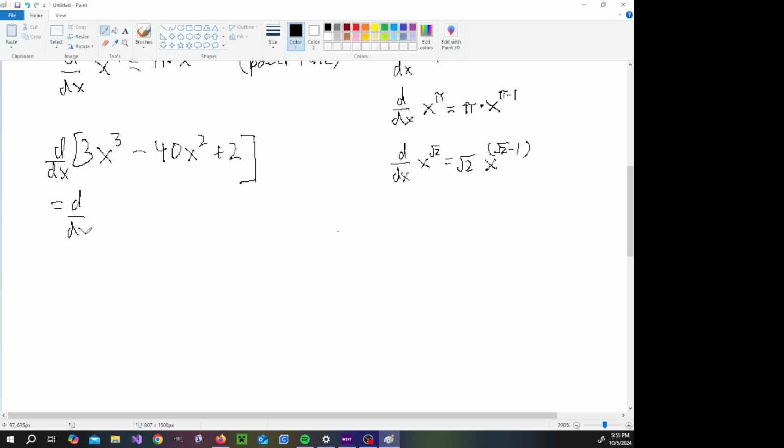We typically aren't going to write this step, but I'm just writing this down to make it clear. We're going to take the derivative of each piece.